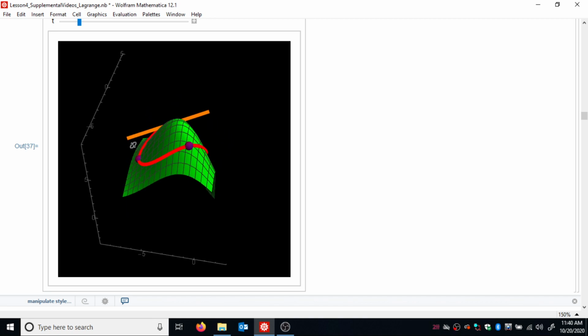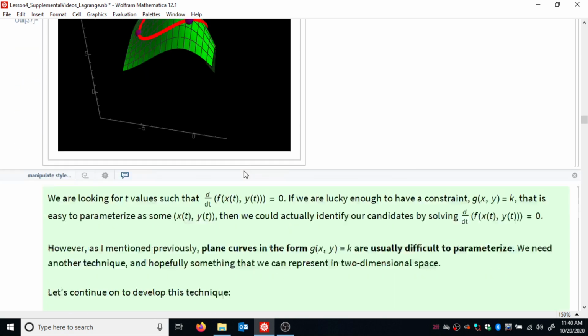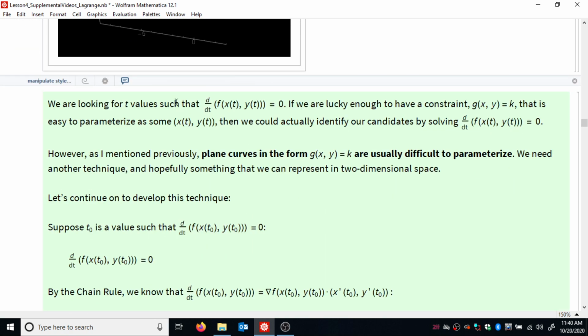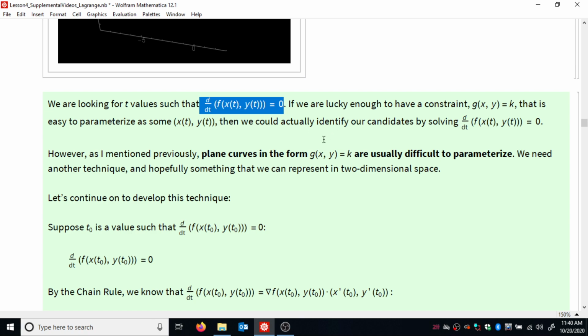Let's figure out a method for honing in on those candidates. So again, we're looking for the places where df/dt is equal to 0. And I'll be honest, if we're lucky enough to be able to parameterize our constraint curve, there is a way of doing this problem using only knowledge that you had from last year's course, which is you could parameterize your curve, plug x(t), y(t) into our function f, and then solve the equation where this derivative is equal to 0, and those will be your candidates.